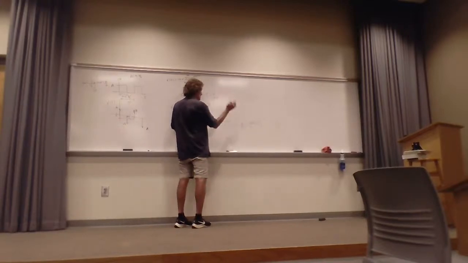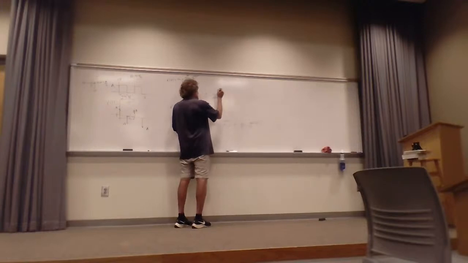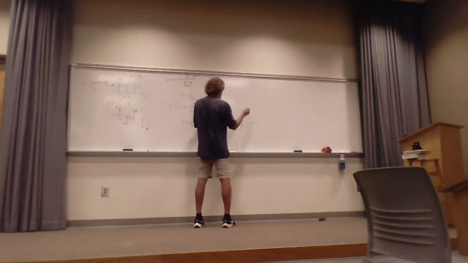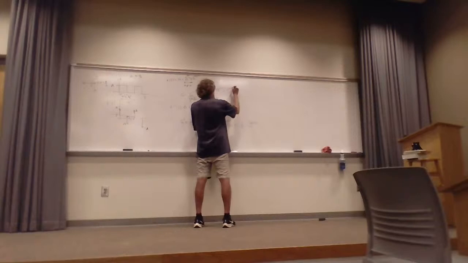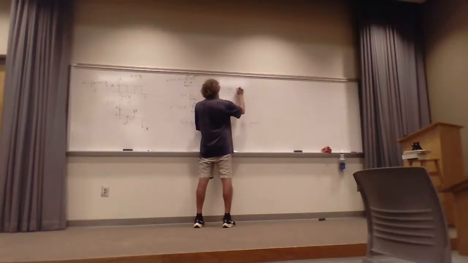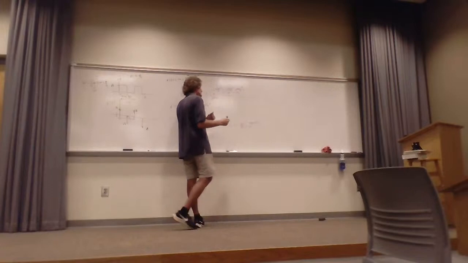You don't have to do this for this problem. E to the minus j n omega naught, and now it's going to be T over 4. And then I have e to the j n omega naught, capital T over 4, minus e to the plus j n omega naught, capital T over 4. Do y'all agree with that?